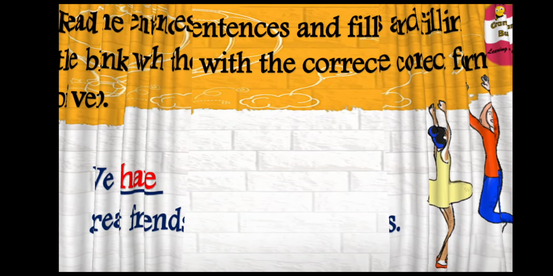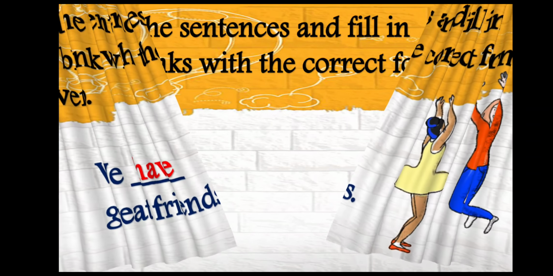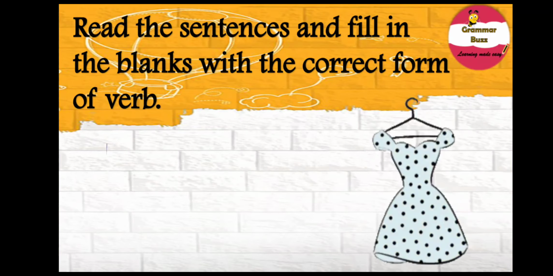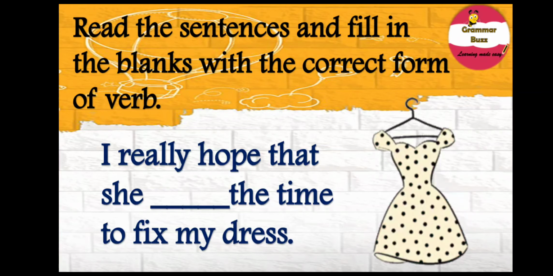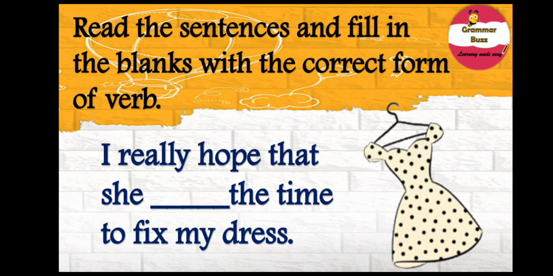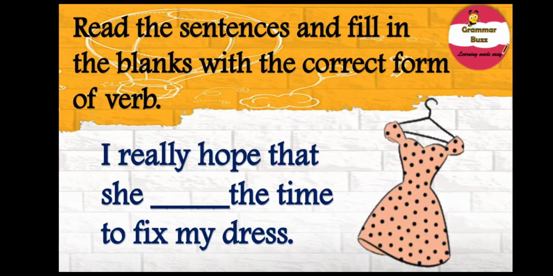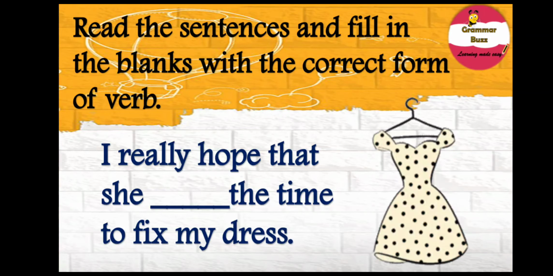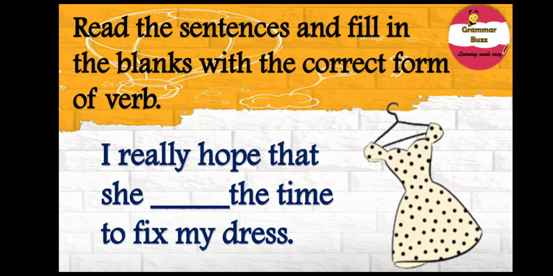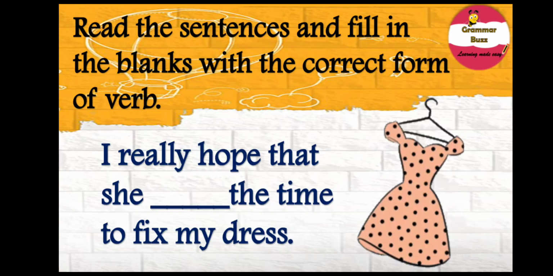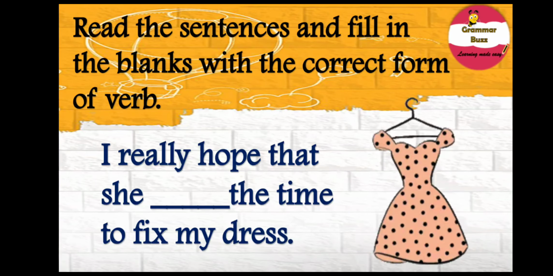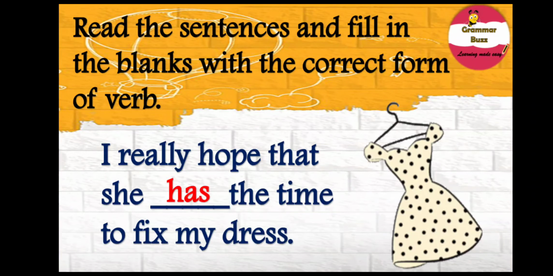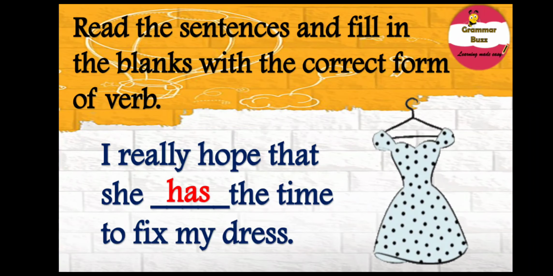And here comes the next one for you. Let's see if you can score a 10 on 10 on this. Your sentence is, I really hope that she the time to fix my dress. So which is the have verb that you would select here? Can you tell me? I think you can, and you have done a really great job. It is has. I really hope that she has the time to fix my dress. Good job.